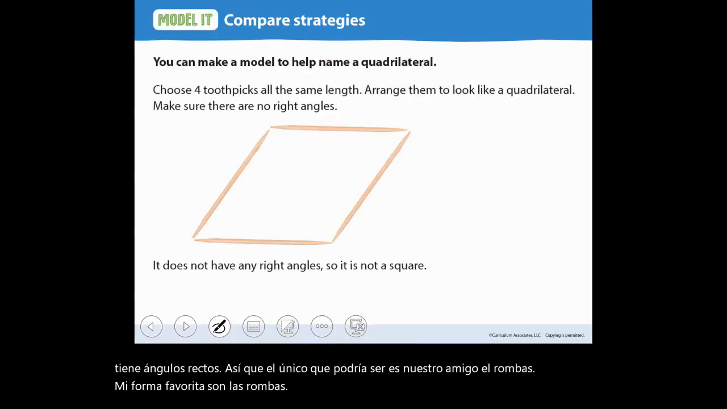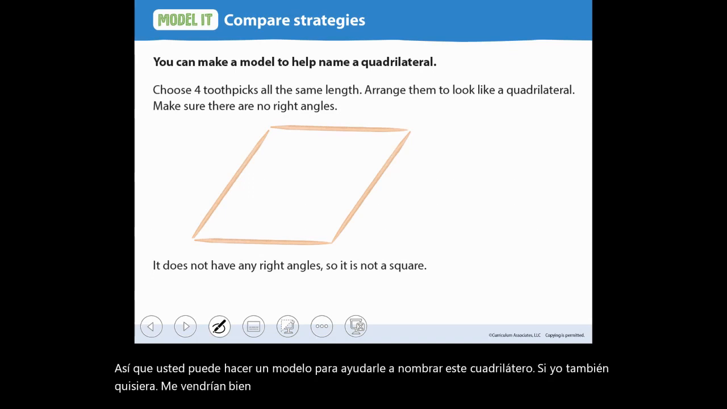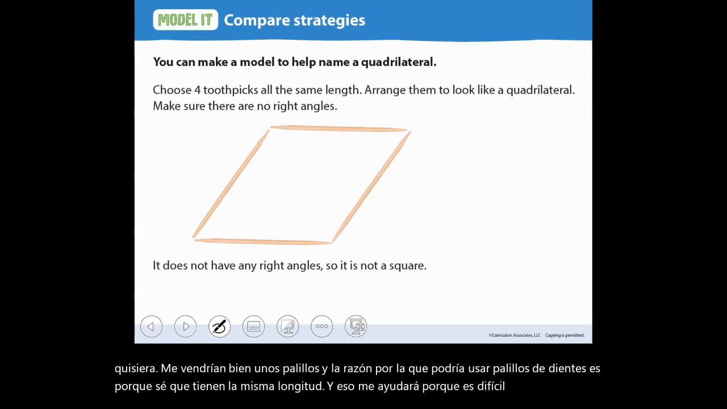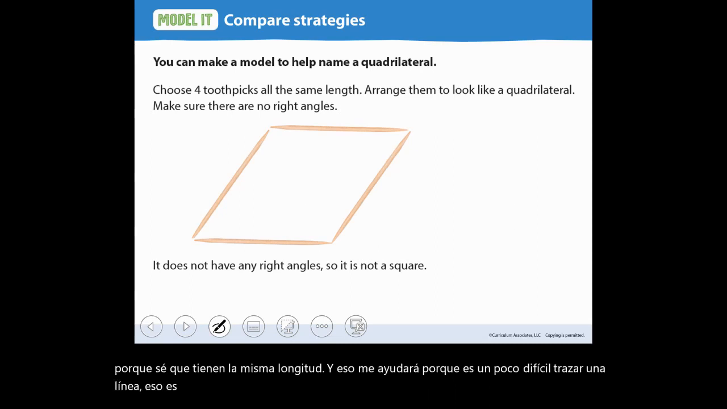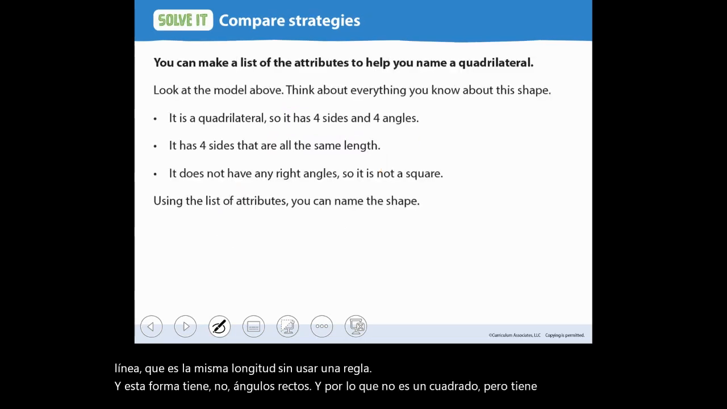So you can make a model to help you name this quadrilateral. If I wanted to, I could use some toothpicks. And the reason I might use toothpicks is because I know they're all the same length. And that will help me because it's kind of hard to draw a line that's the same length without using a ruler. And this shape has no right angles. And so it is not a square, but it does have all the sides the same.